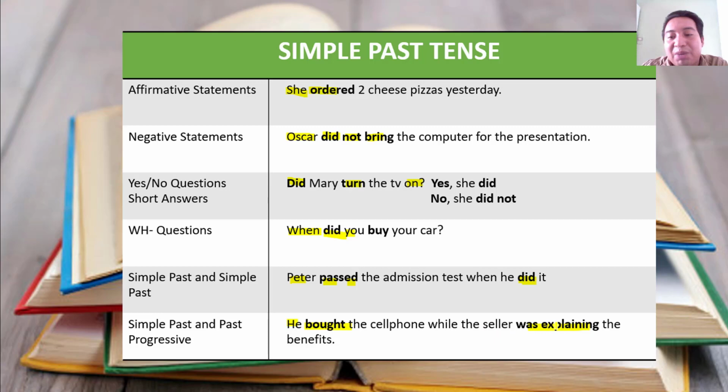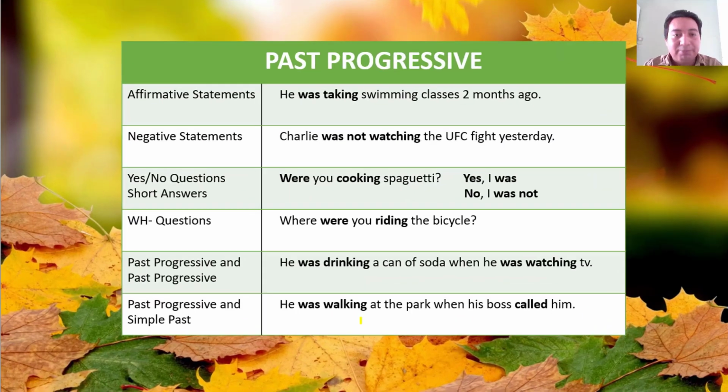We use the verb plus ing, base form plus ing, explaining. Alright, so now we have the next topic, past progressive. We also have some examples. For affirmative statement, we can use: he was taking swimming classes 2 months ago.